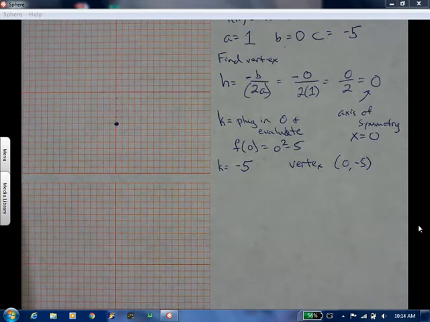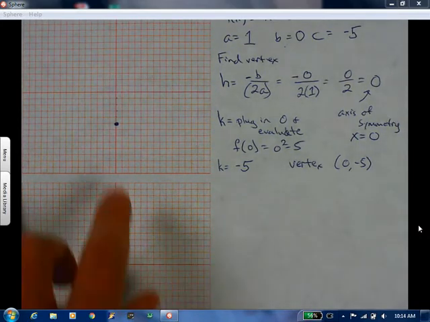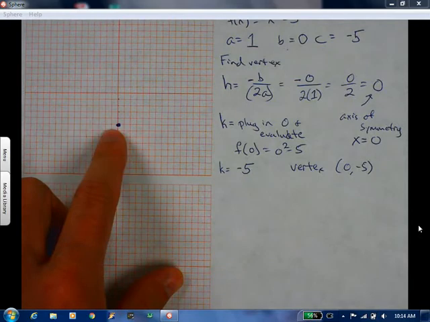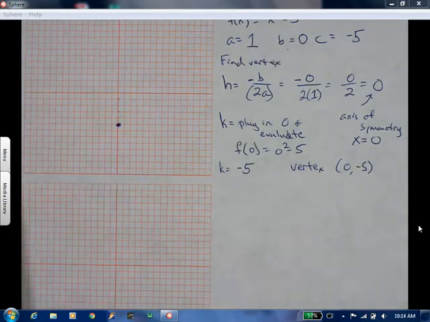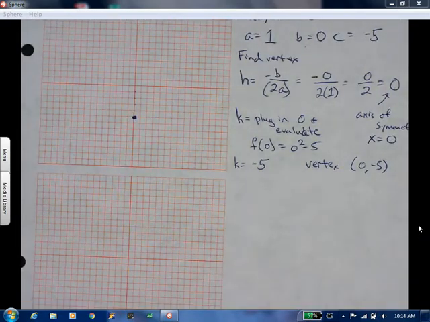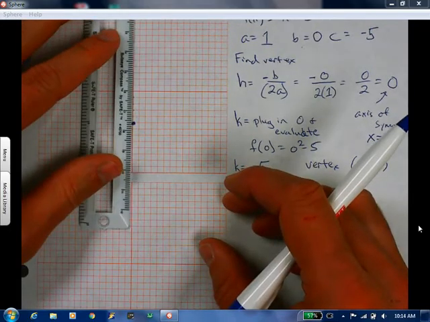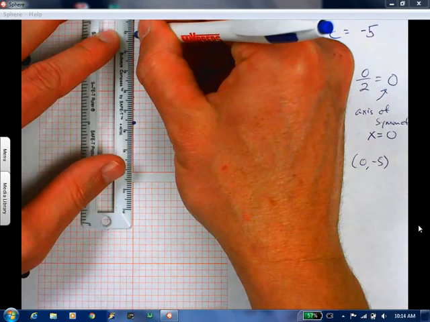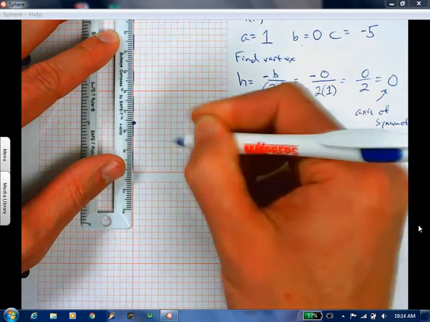So in this case, as I say, our y-intercept would be negative 5, and our axis of symmetry always goes through the vertex. This would be the one time you can use a straight edge, is drawing the axis of symmetry.